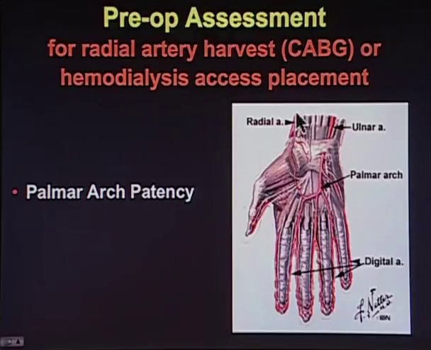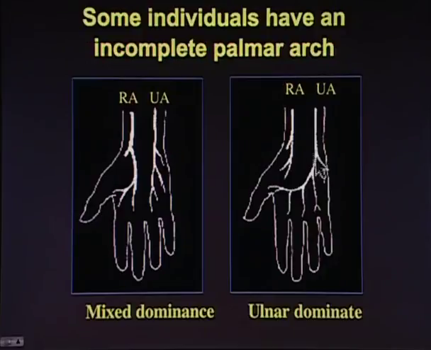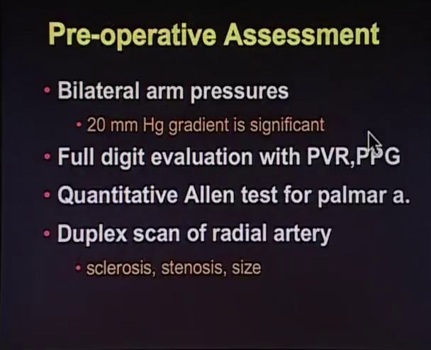Just a refresher on the anatomy, the palmar arch courses between the radial artery and the ulnar artery. It gives off the digital arteries. There's a deep and a superficial palmar arch. But not everyone has this anatomy that we just looked at. There are some people that don't have an intact palmar arch. The radial artery is supplying some digits, the ulnar artery is supplying the other digits, or we may have a situation where the ulnar artery is dominant and the radial artery doesn't supply much. So there are various configurations that we can look for.